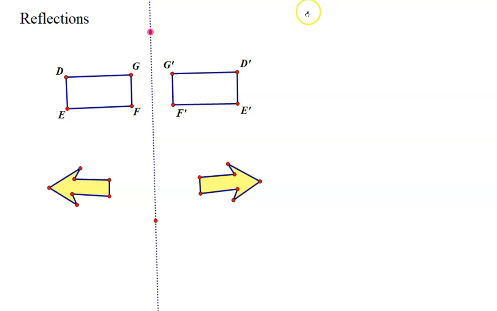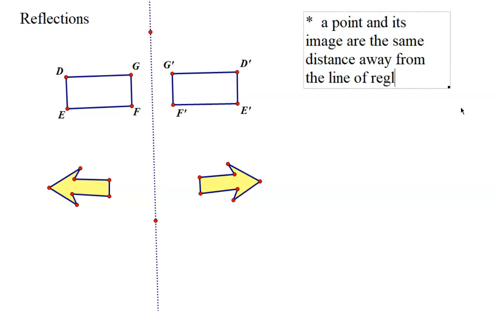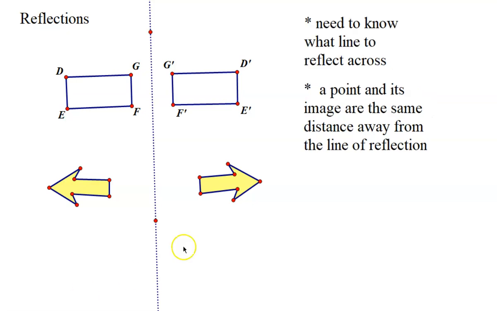So let's just go through those real quick. Facts about reflections. A point and its pre-image, or let's say a point and its image, are the same distance away from the line of reflection. Okay, and that's actually the second thing I want to say, because the first thing I want to say is that there always has to be a line of reflection. So let's go ahead and put that in. So the first thing I need to know is what line am I reflecting my figure across.